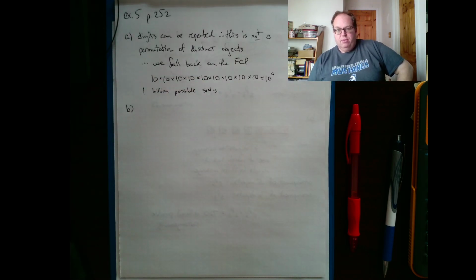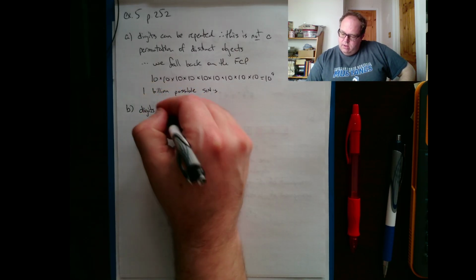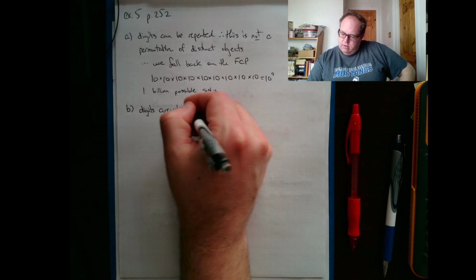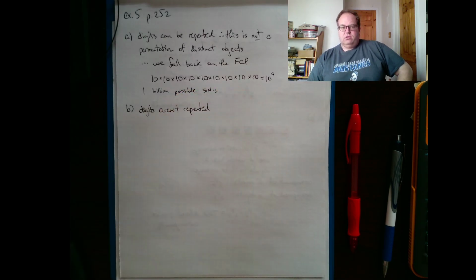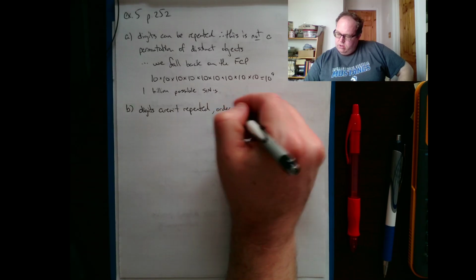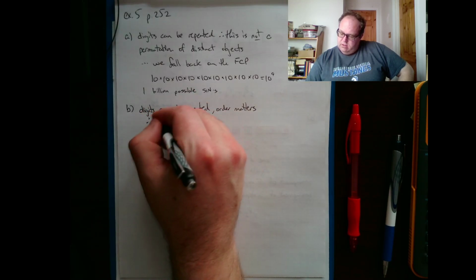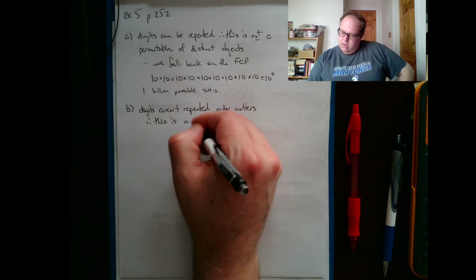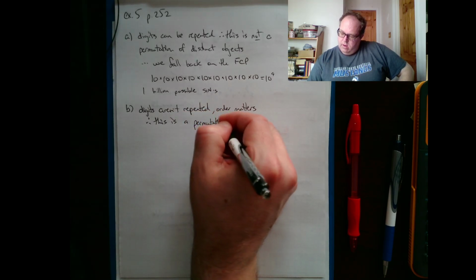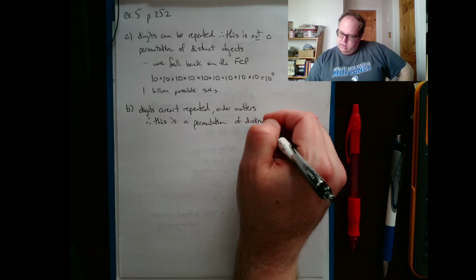Now, if you can't repeat digits, so if digits aren't repeated, you're then just trying to arrange 9 of the 10 digits between 0 and 9 inclusive, and you end up with permutations again. Digits aren't repeated, order matters, therefore this is a permutation of distinct objects.